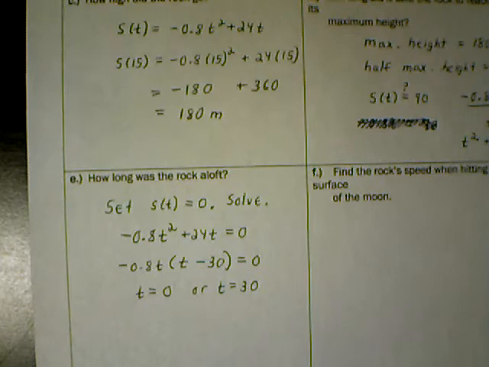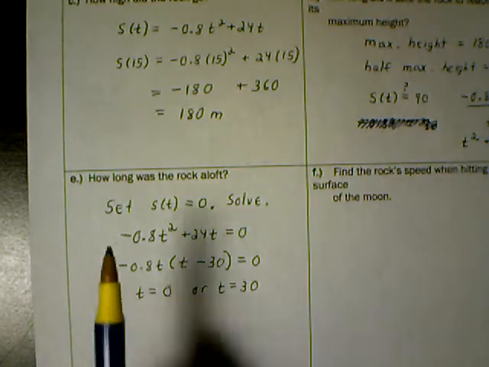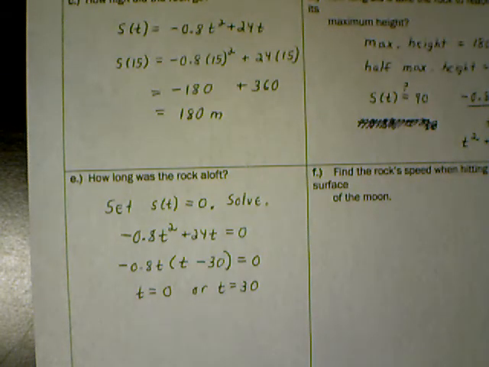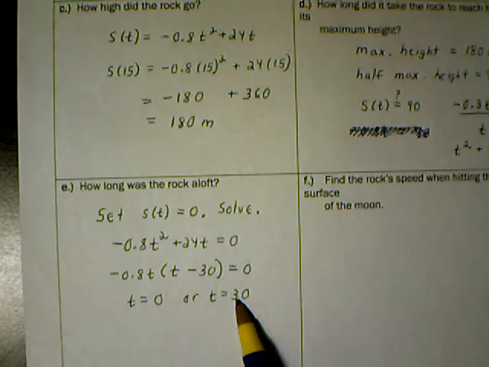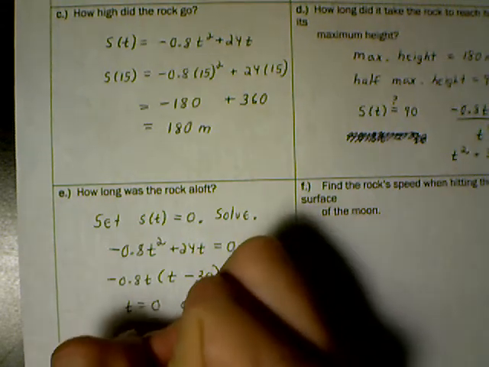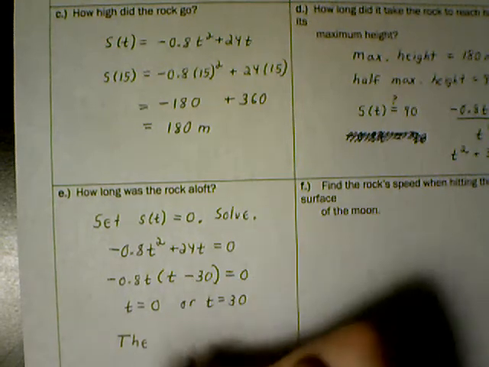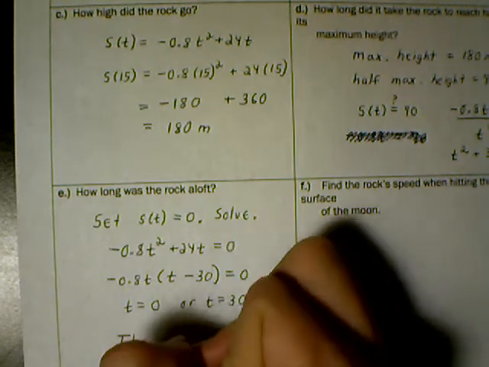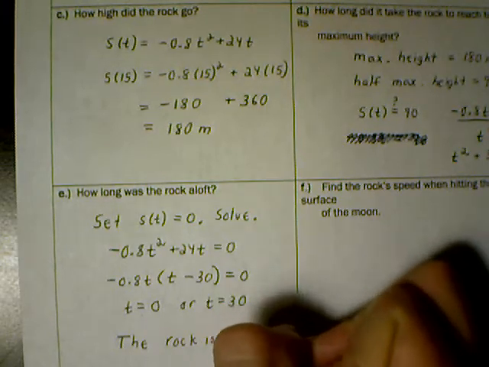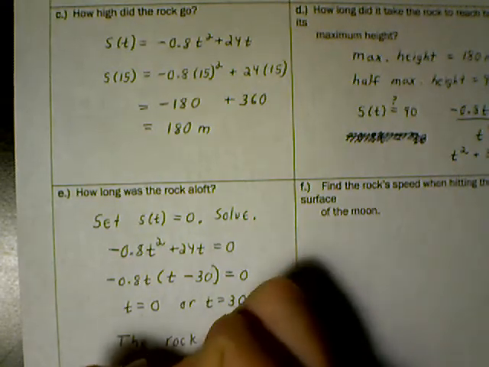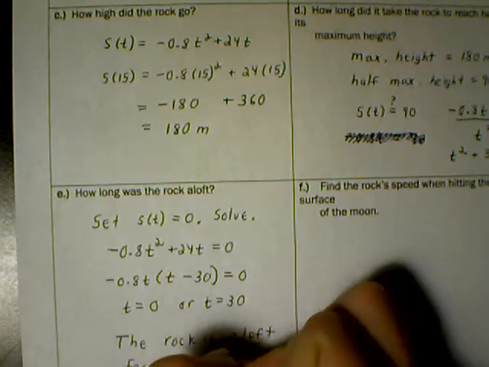So this means that when my rock first was getting thrown, the time was 0, and then it gets to the ground at 30 seconds. So the rock is aloft for 30 seconds. Aloft, just another word for in the air. Rock is aloft for 30 seconds.